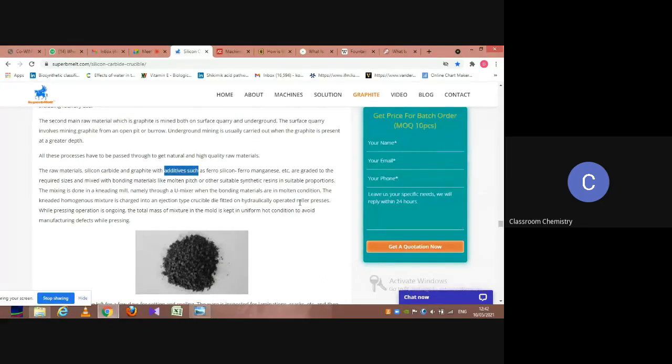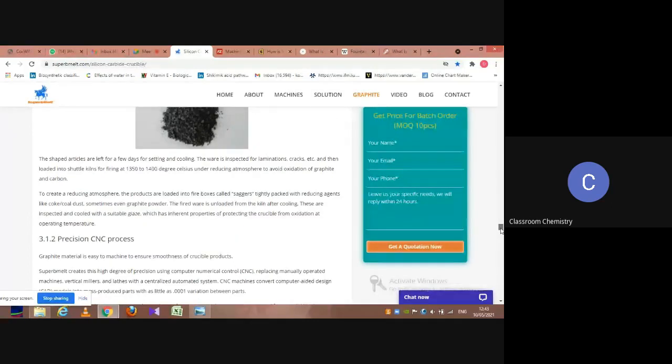Okay, so just inject your homogeneous mixture into the crucible die fitted on a hydraulically operated roller press, where we have to press this material. Okay, while the pressing operation is ongoing, the total mass of mixture in the mold is kept in a uniform hot condition to avoid manufacturing defects. We have to take a little care, otherwise defects are formed. So to avoid these defects, uniform heating is required, or a uniform hot temperature must be there, then we have good quality.